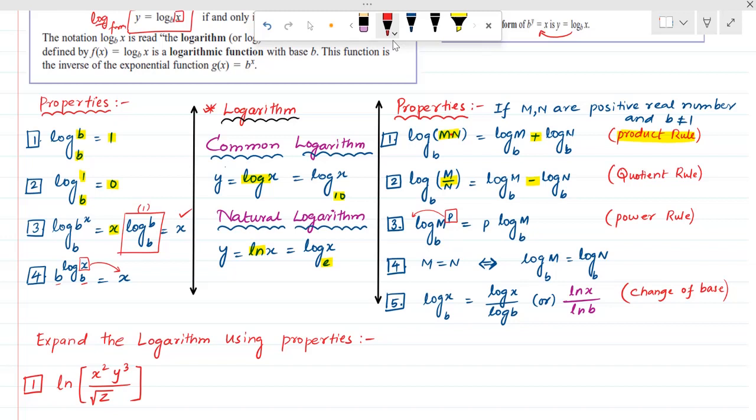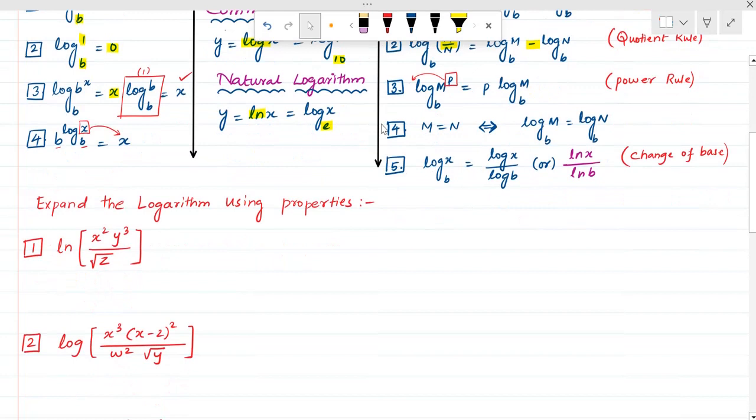Now the next one is the change of base. I can write log x base b as log x over log b, or you can write it as ln x over ln b. It must be the same base. That is the one condition you will have. If it is log, you take the log; if it is ln, you take ln on both sides.